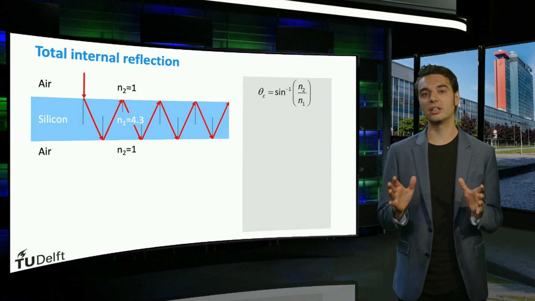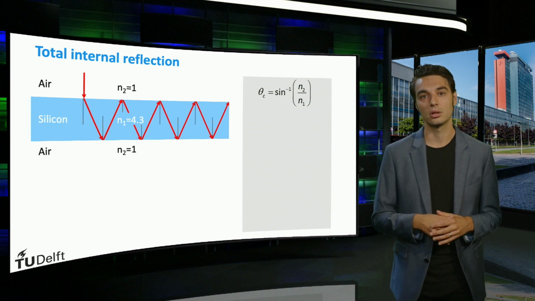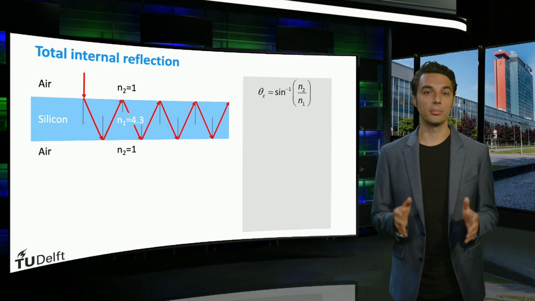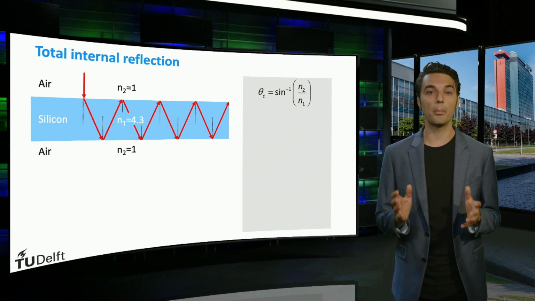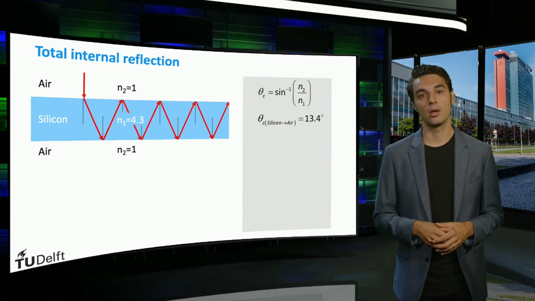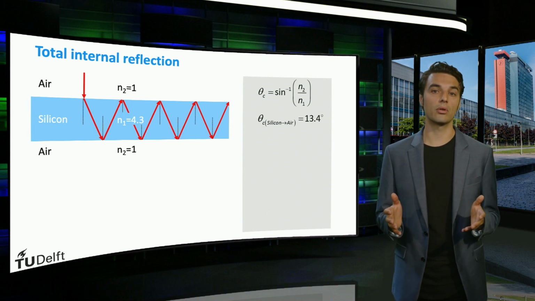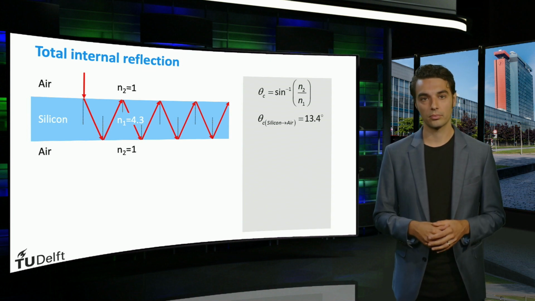We previously derived this equation for the critical angle of total internal reflection. Since the critical angle depends on the refractive indices of the media, it can be influenced by varying the materials encompassing the absorber layer. In the case of silicon and air, which we just observed, total internal reflection already occurs for incident angles greater than 13.4 degrees from the normal.